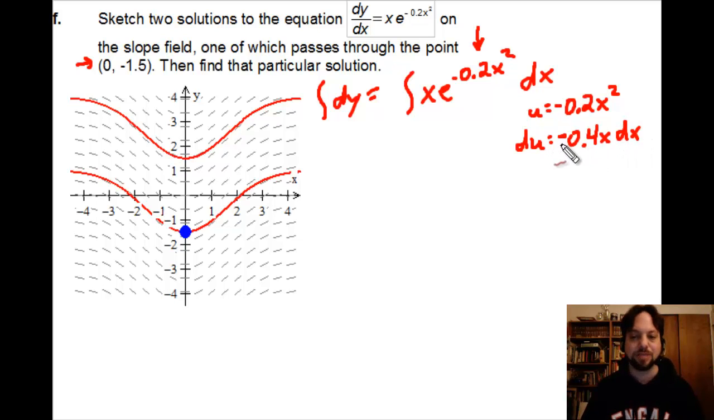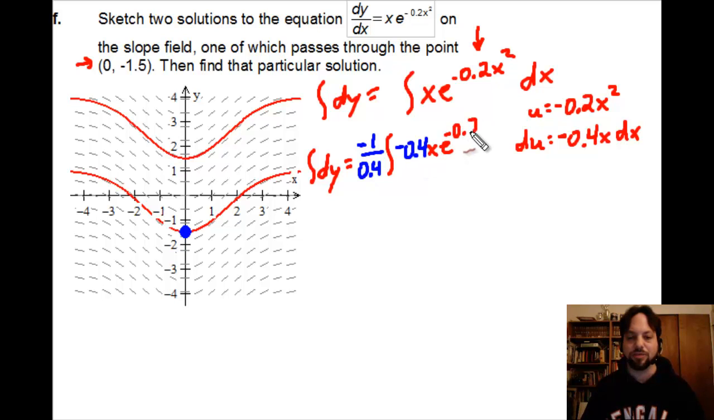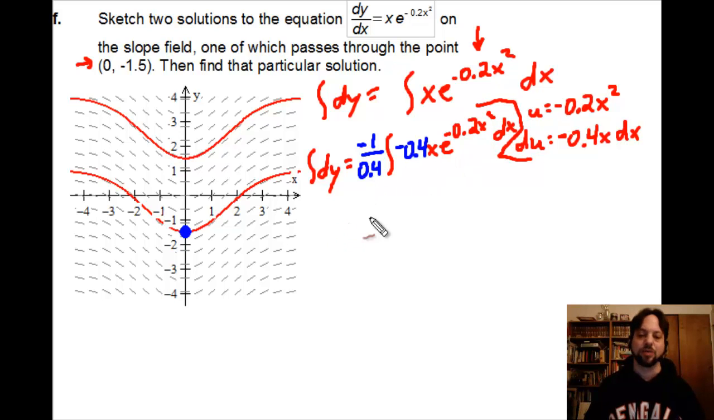And you see what I'm missing? I'm missing that negative 0.4. So let me go ahead and rewrite this with that thrown in. I'll have the integral of dy on the left. Over here on the right, I'll have negative 1 over 0.4. That will help balance, because inside I will have negative 0.4. And that's the new part that I'm adding in. All of the rest of this is from the original problem. So, my apologies, it looks like my text is starting to run together, but there we go.